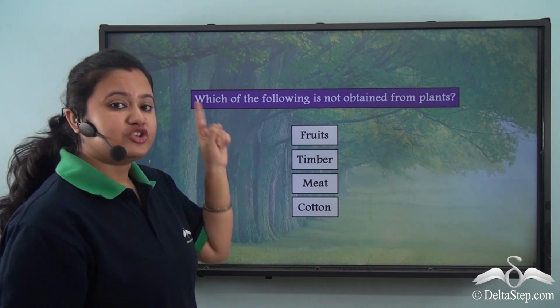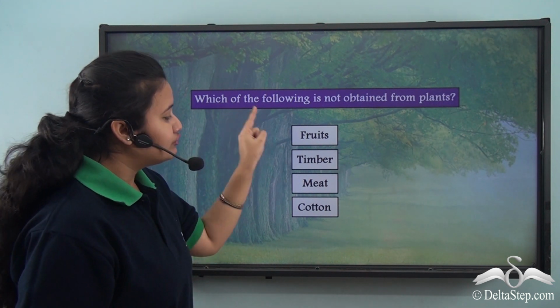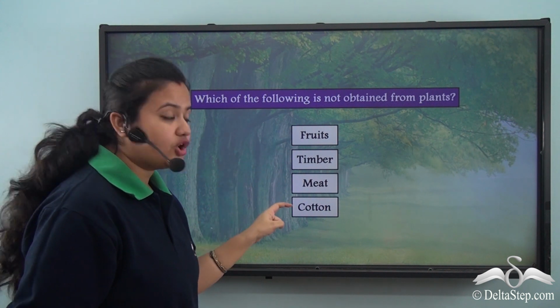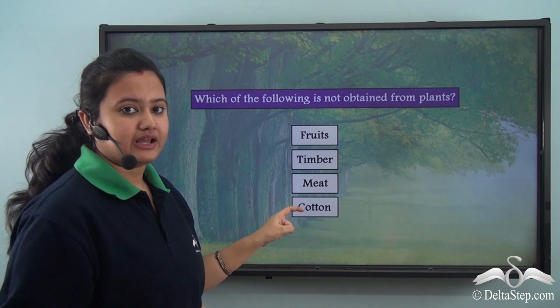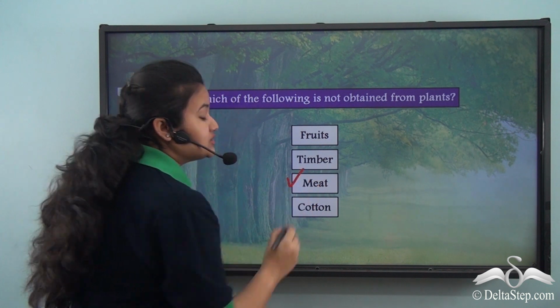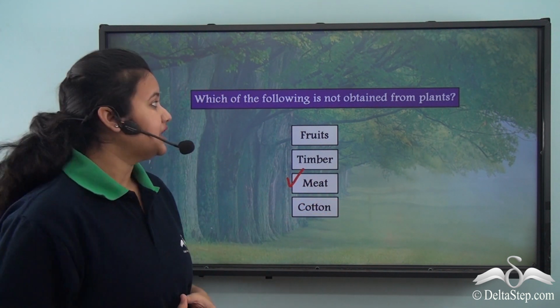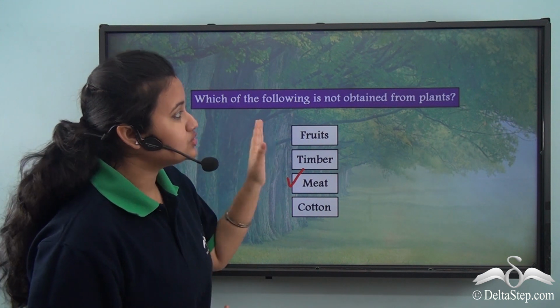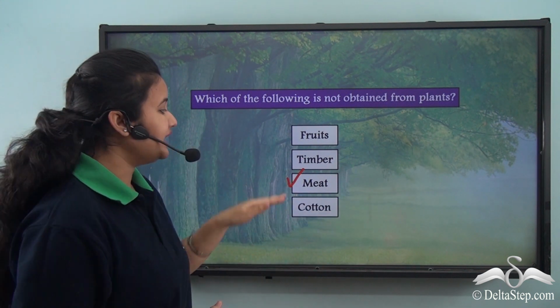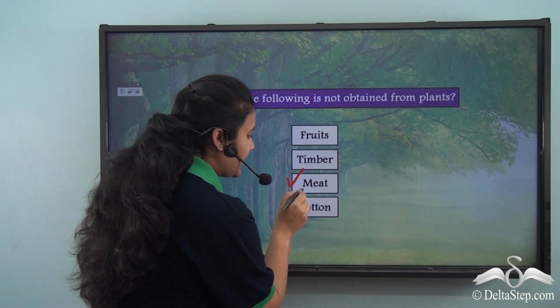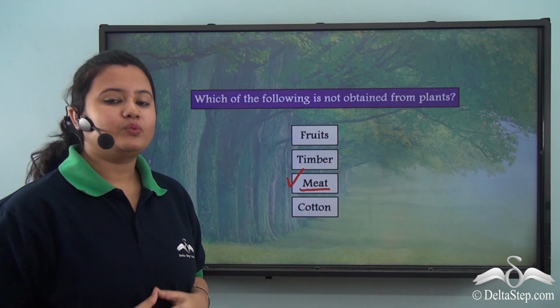See, we just discussed that fruits, timber and cotton are obtained from plants, while meat, as we know, is obtained from the flesh of animals. So the item that is not obtained from plants will be meat. So the correct option is meat. So now let us continue with our discussion.